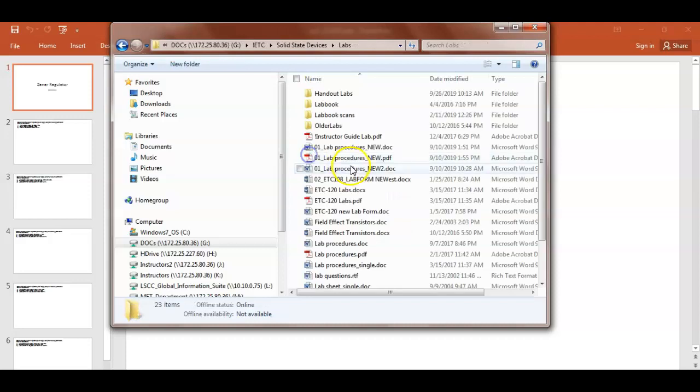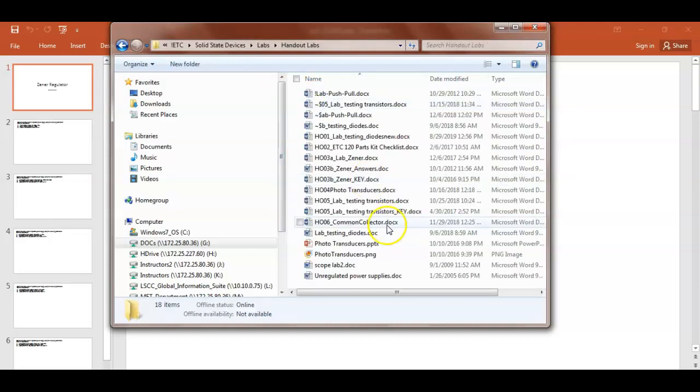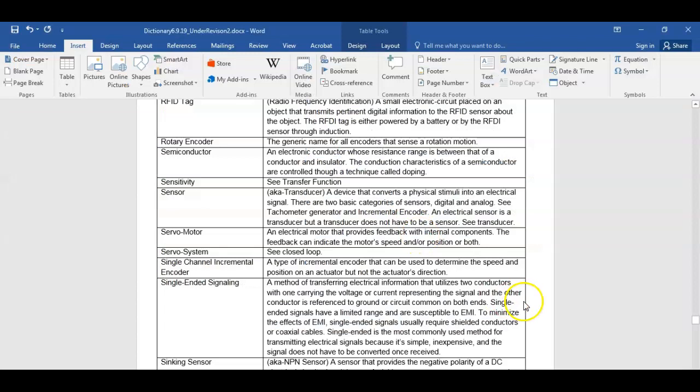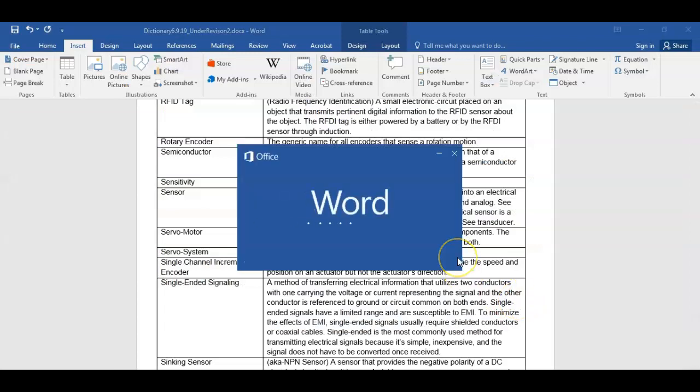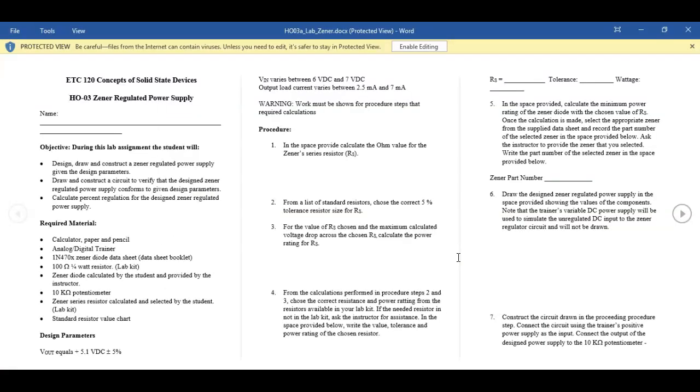Okay, so let me run this off and we'll start working on this in class and we can let y'all converse with each other. So we're going to have a lab on Zeners. Here we go. I'm going to go print this off, and we're going to let y'all figure out the design, and then we're going to wire this puppy up.